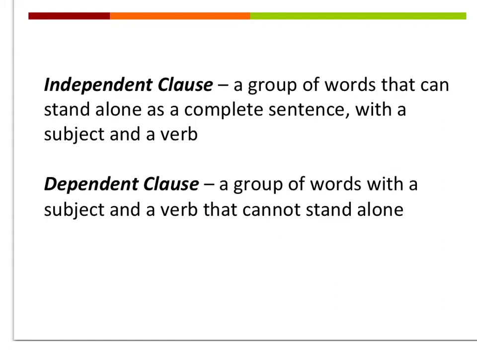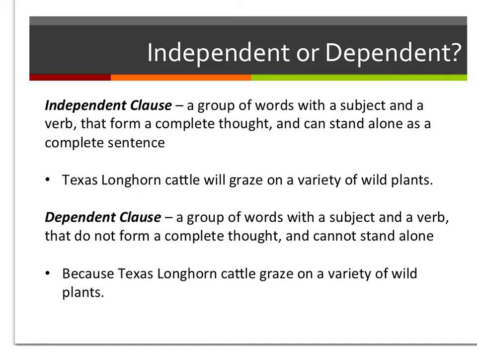Remember, an independent clause is a group of words that can stand alone as a complete sentence and includes a subject and a verb. A dependent clause is a group of words that also has a subject and a verb but cannot stand alone. Look at these examples.